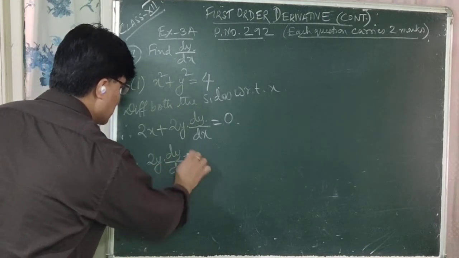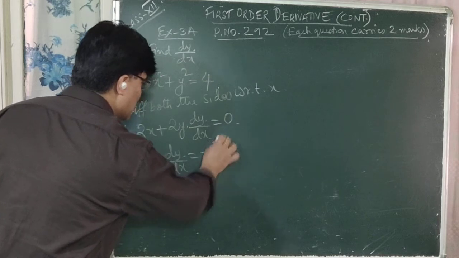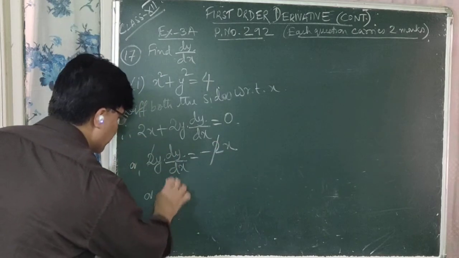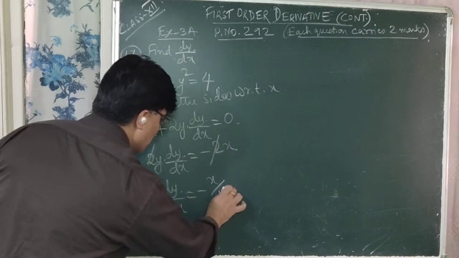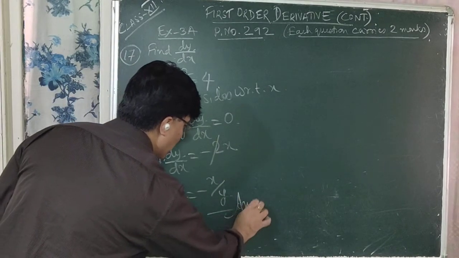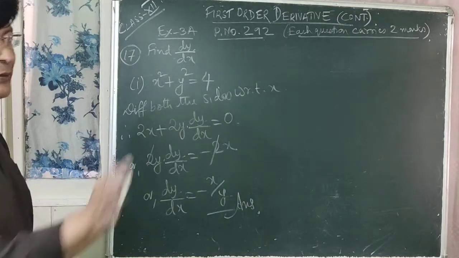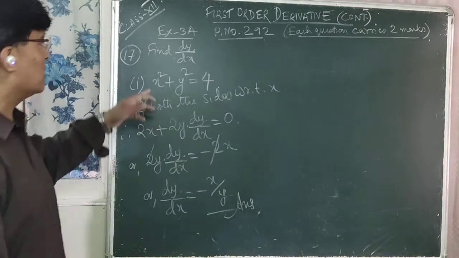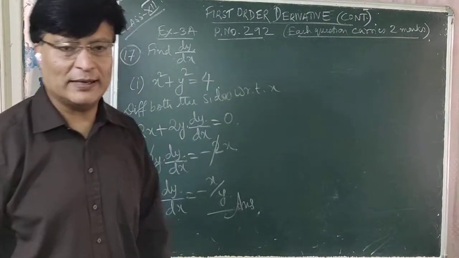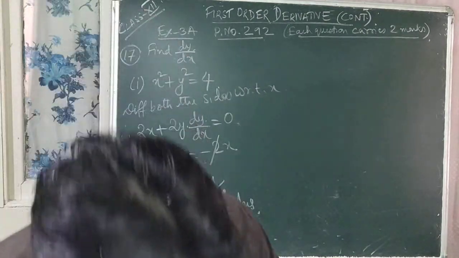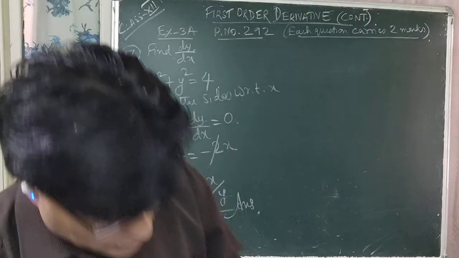So let us get the value for dy by dx, or you have to solve for dy by dx. So 2y dy by dx is equal to minus 2x. Your 2 gets canceled. What is the value for dy by dx now? It is equal to minus x upon y. In this case, you don't have to write down the value for y, because y is given in the question itself. So this is your final answer. Is it understood? So let's do the next question.